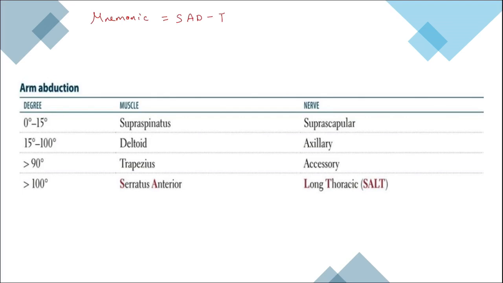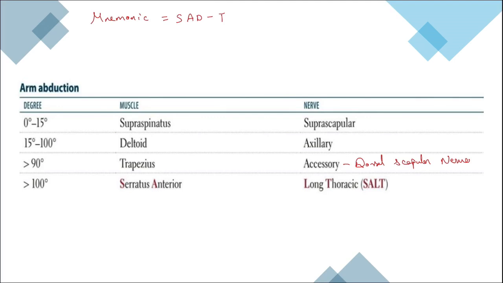Next one, D means dorsal scapular nerve. The trapezius muscle is innervated by the dorsal scapular nerve, also known as the accessory nerve. It's very important, maybe some people will get confused with this name. Dorsal scapular nerve, also known as accessory nerve. We see this with the trapezius at greater than 90 degrees of arm abduction.